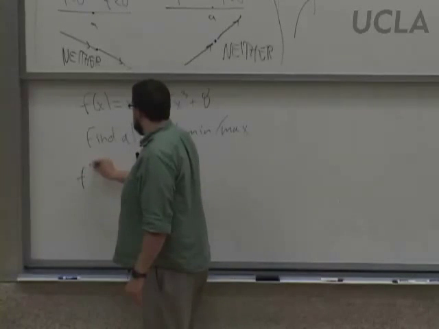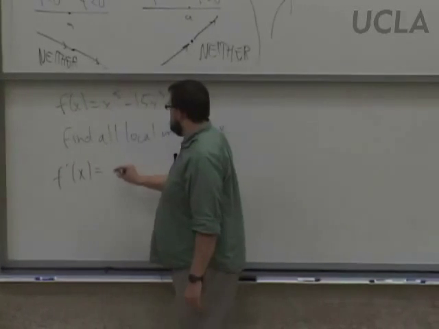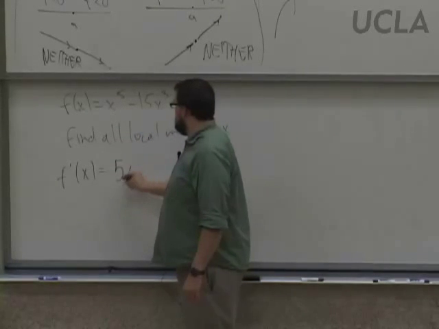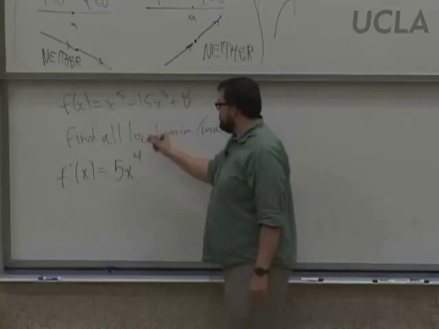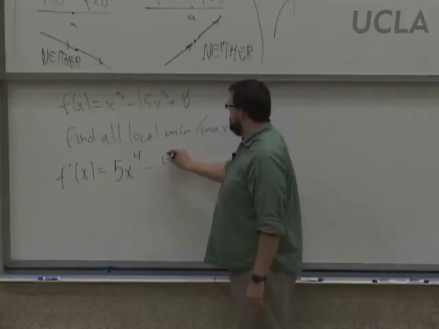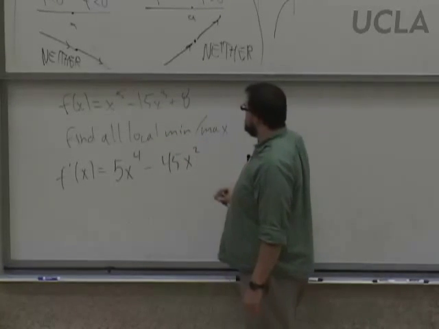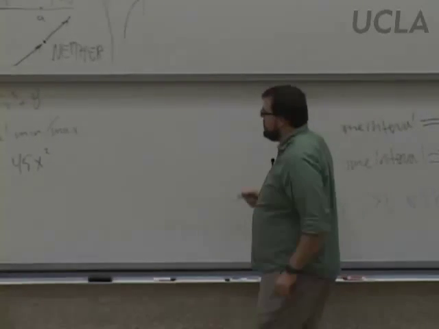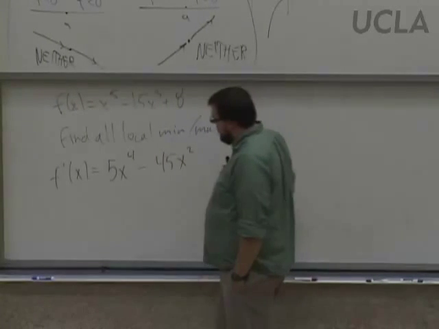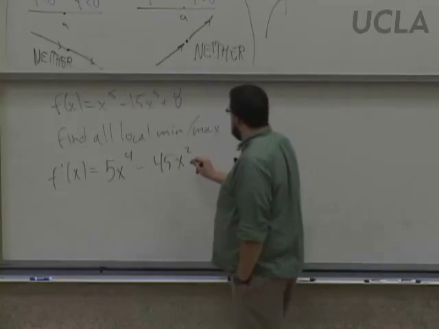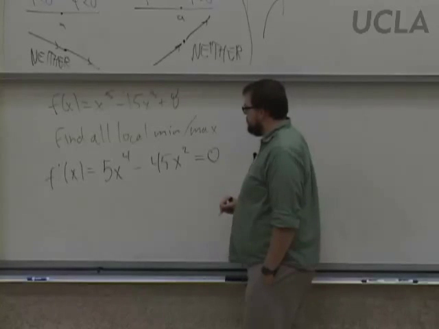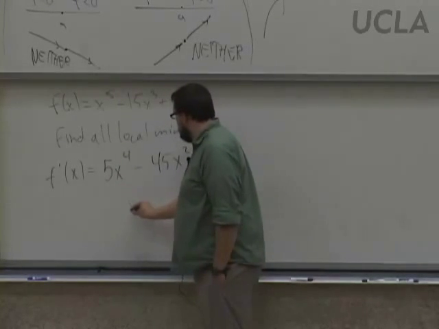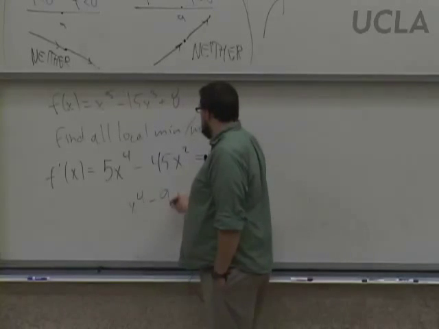So what is the derivative of this function? X to the fifth, derivative. 5 comes down, x to the fourth. Minus 15x cubed becomes 45x squared. Plus 8 becomes 0 because it's a constant. Good. Now, this is obviously defined for all values of x. Let's set it equal to 0. So first thing to note, I can divide everything by 5. So that's the same as x to the fourth minus 9x squared equals 0.